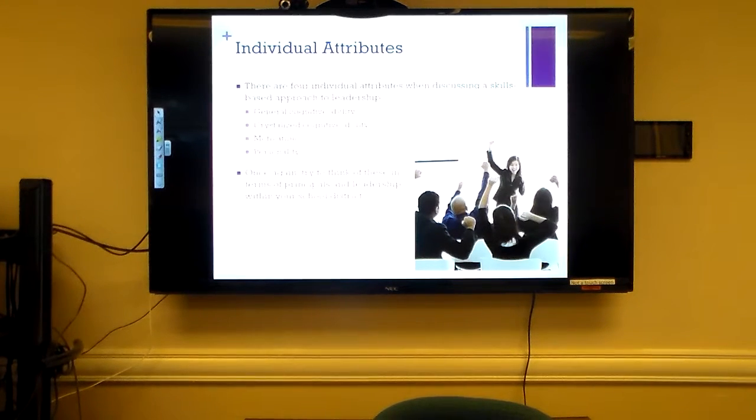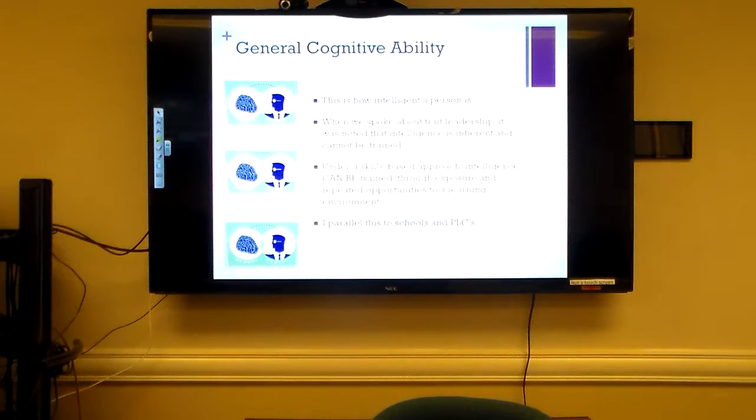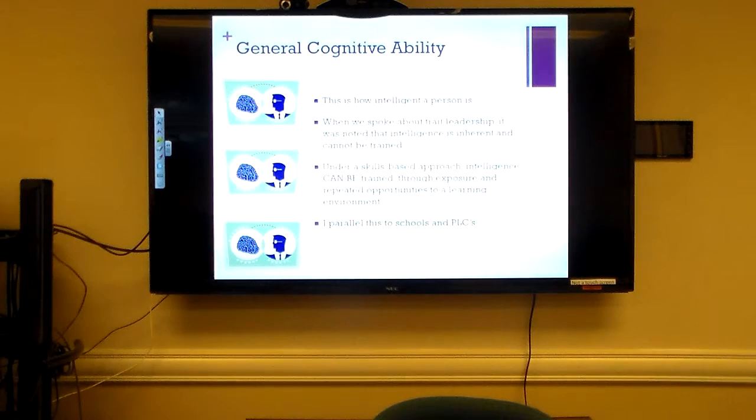There's general cognitive ability, crystallized cognitive ability, motivation, and personality. So general cognitive ability is how intelligent a person is. When we talked about trait leadership at first, we had this notion that intelligence is inherited and cannot be trained. Under a skills approach, we truly believe that we can teach somebody how to be intelligent just by giving them opportunities over and over and over again in a learning environment.